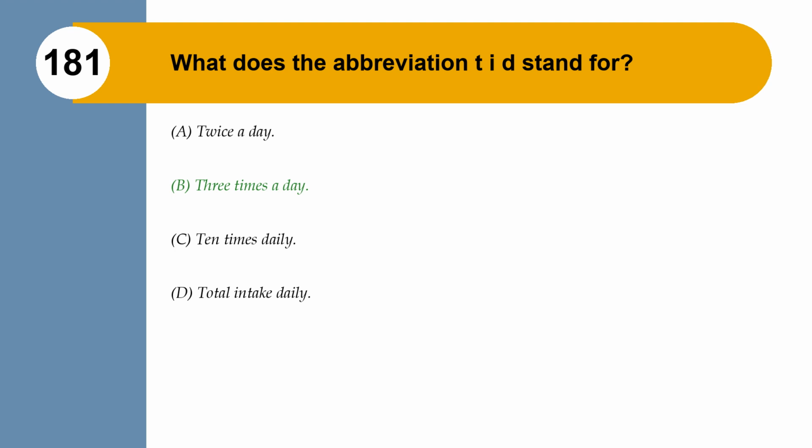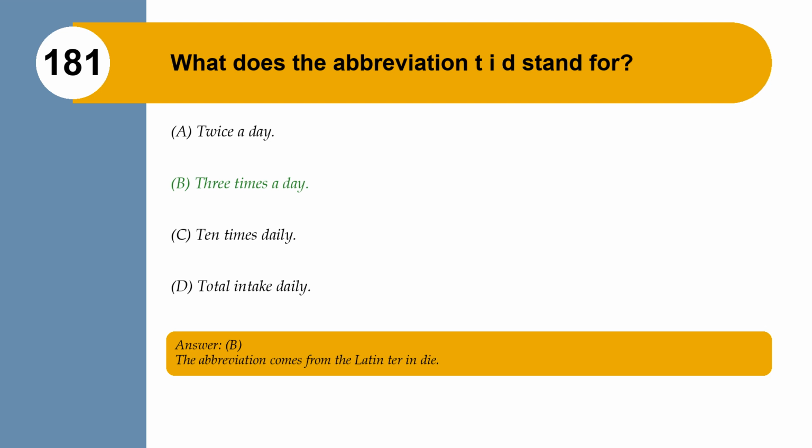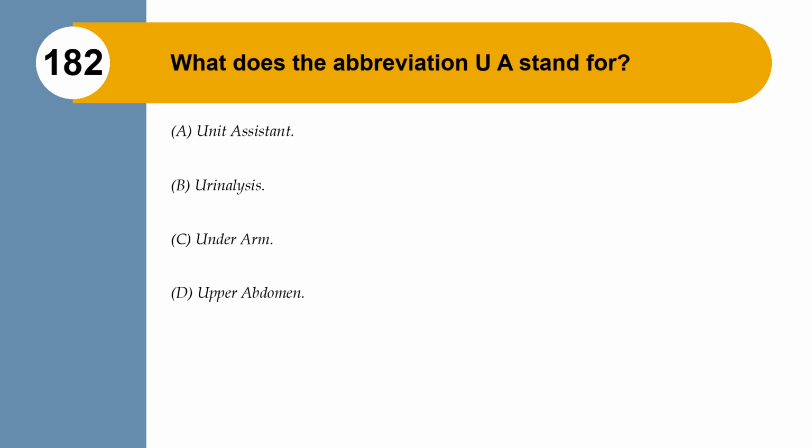The correct answer is option B, 3 times a day. Explanation. The abbreviation comes from the Latin ter in die. Question 182. What does the abbreviation US stand for? Option A, unit assistant. Option B, urinalysis. Option C, underarm. Option D, upper abdomen.